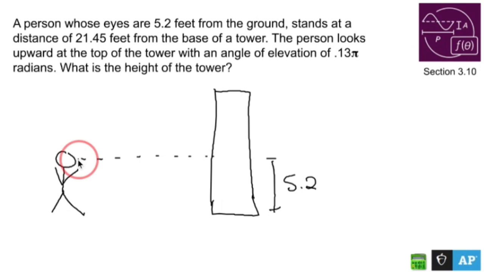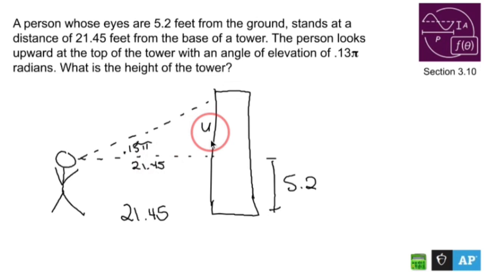Okay, he's looking up at an angle of elevation of 0.13 pi radians. We know he's 21.45 feet from the base of the tower. And my job is to find the height of the tower. So we'll call the height of the tower y, because this is precalculus and up and down uses y.